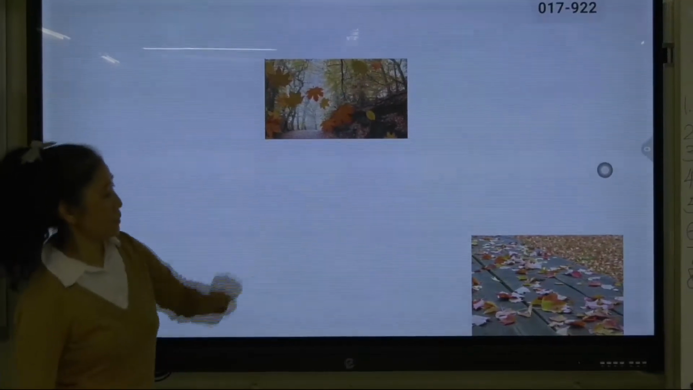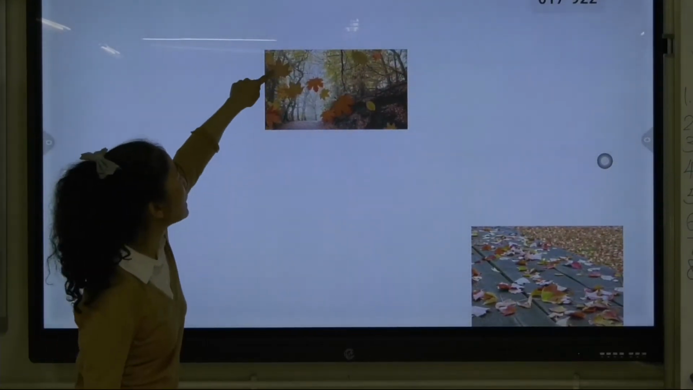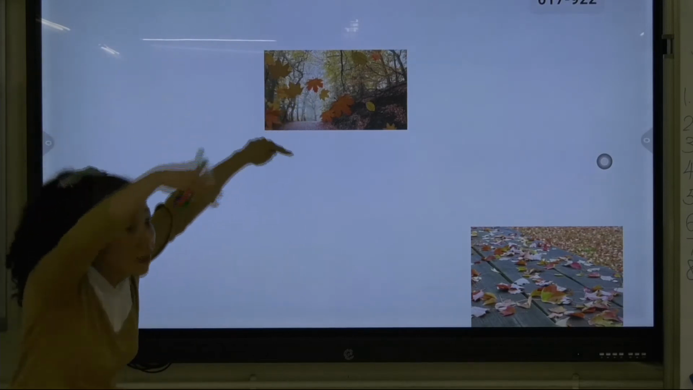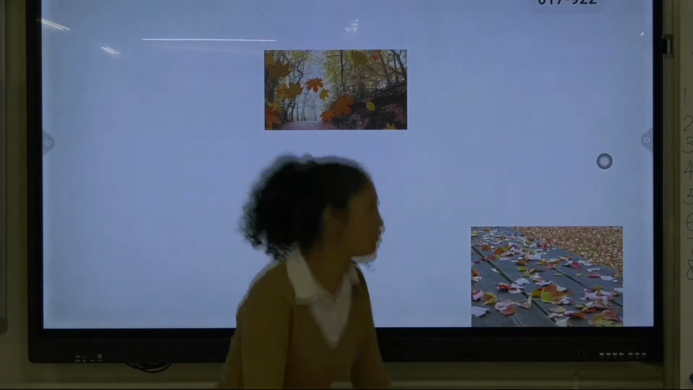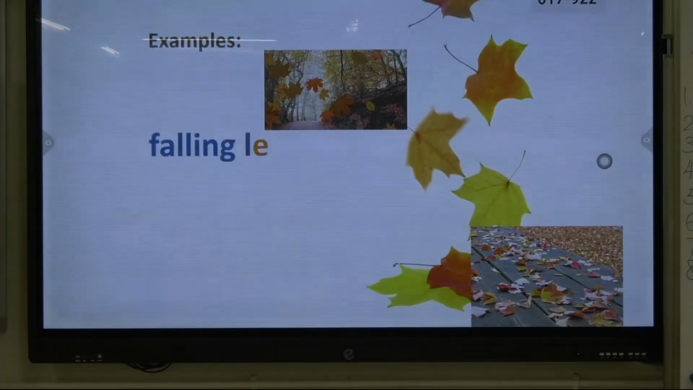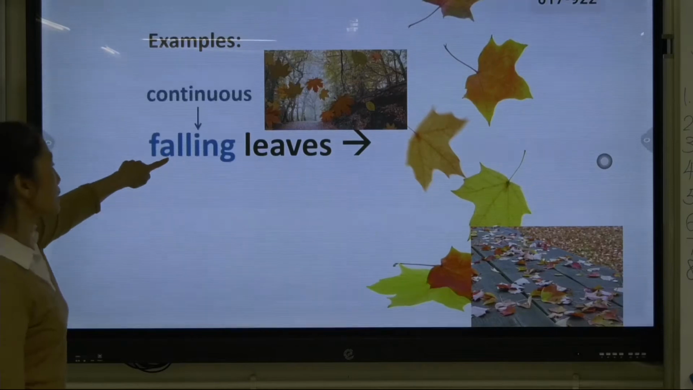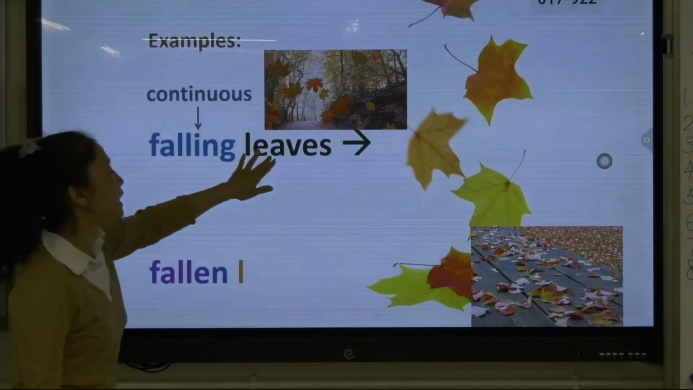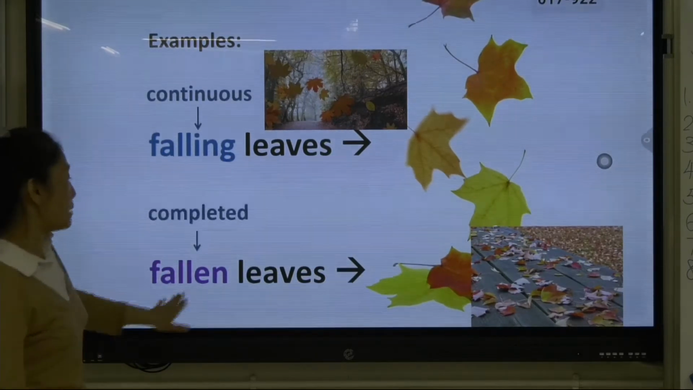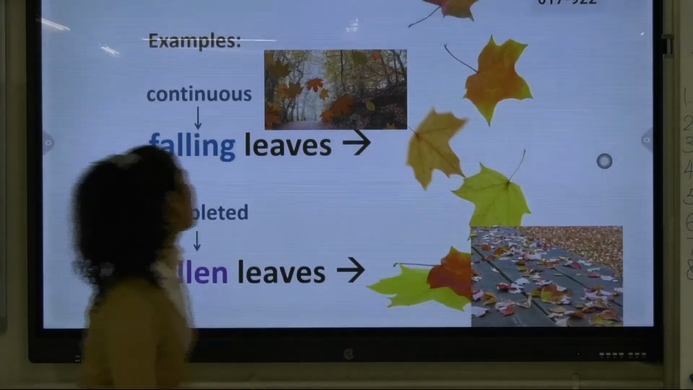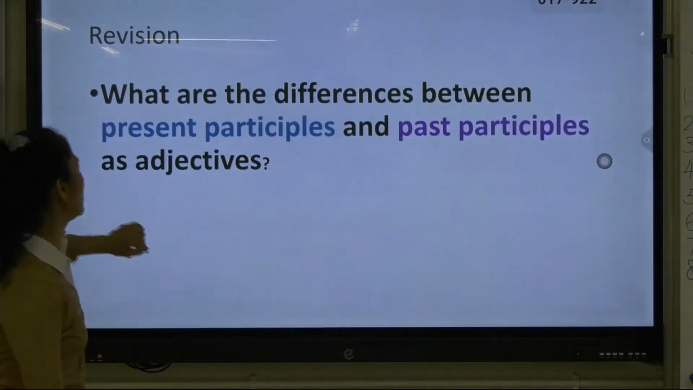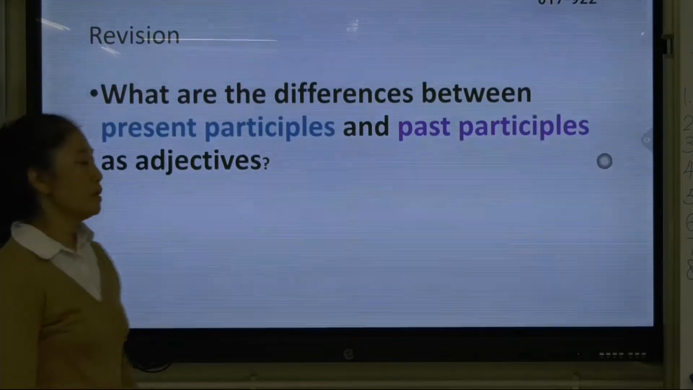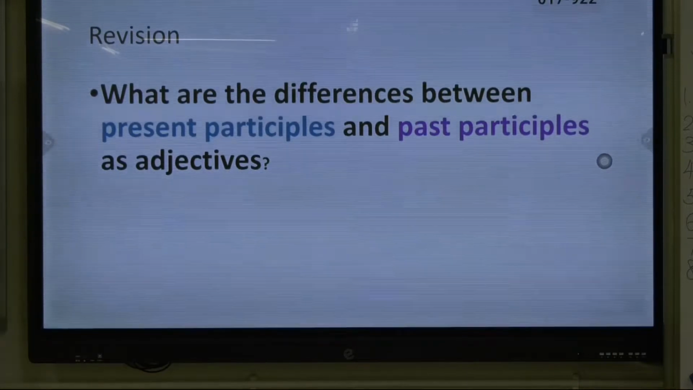Alright? Leaves. Okay? So pay attention to the leaves hanging in the air. Alright? They are falling. So what about these leaves? Already on the floor. So now, this example showing you present participle continues. Falling leaves to describe the leaves. And those leaves in here, already on the floor, completed, fallen leaves.